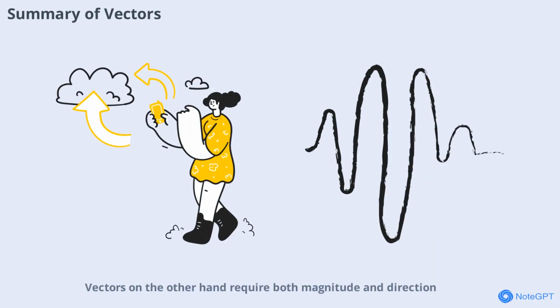Vectors, on the other hand, require both magnitude and direction. They're essential for understanding motion, forces, and many scientific and engineering problems. Mastering vectors opens up a deeper understanding of the physical world.